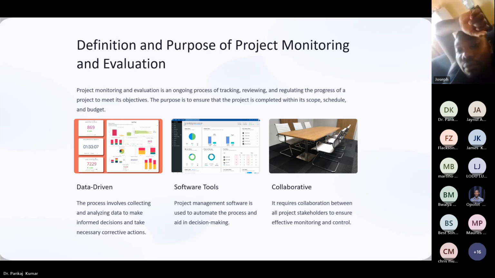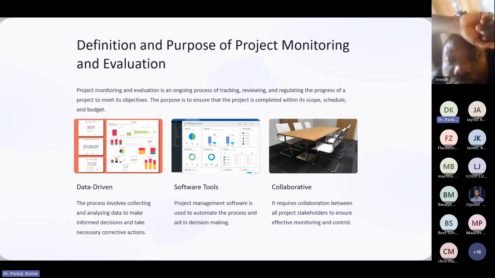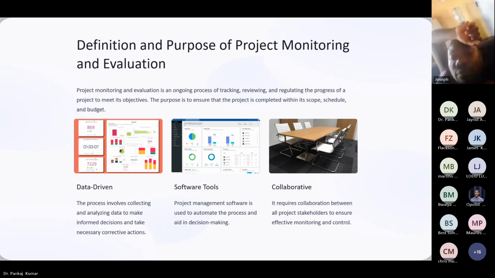Now we will see collaborative monitoring and control. Collaborative efforts ensure that all stakeholders have a shared understanding of project objectives, requirements and expectations. This alignment is essential for effective monitoring and control.